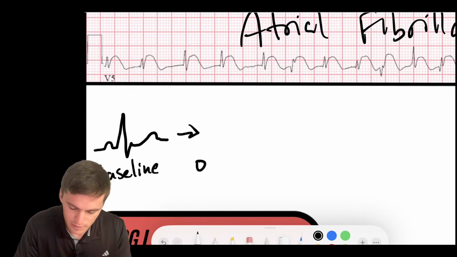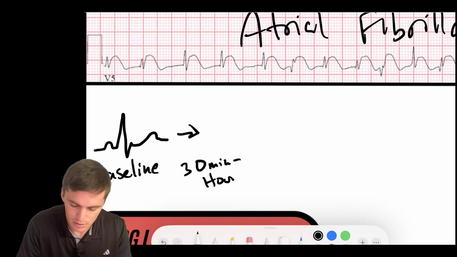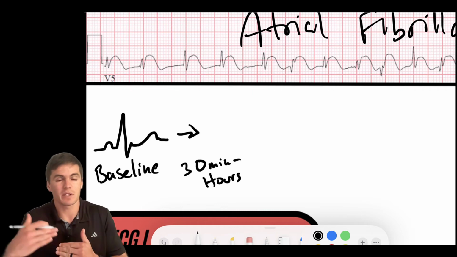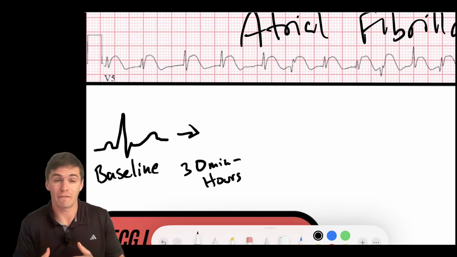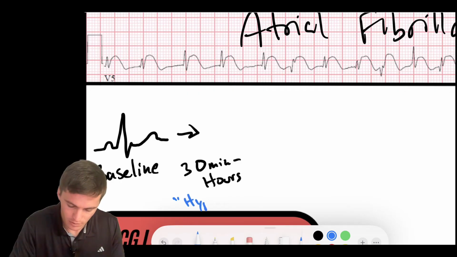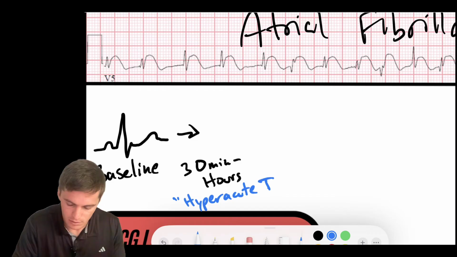Within, say, 30 minutes to hours of that ischemic event, before the ST segment can really rise with that full transmural ischemia or infarction, right? It's got to get there. It's got to take time. You're going to see something called hyperacute T waves.